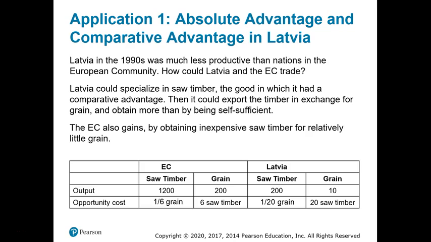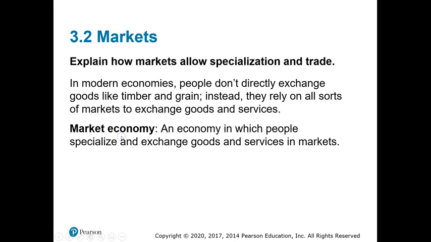Then that gives Latvia the grain that they need that they didn't have before. So the EEC gains by obtaining inexpensive timber, but so does Latvia. They specialize in the timber, and that gives them a comparative advantage where they could export that timber in exchange for the grain, making them more self-sufficient, reliable, and able to stand on their feet.